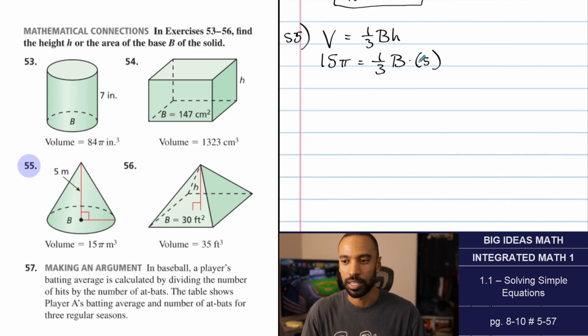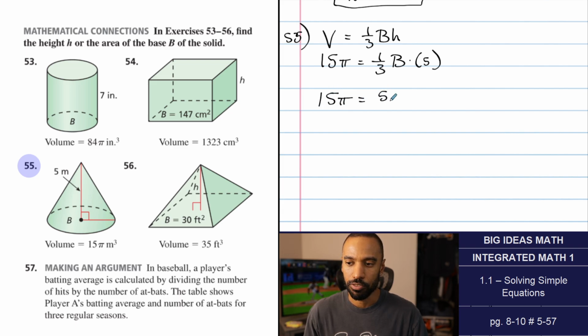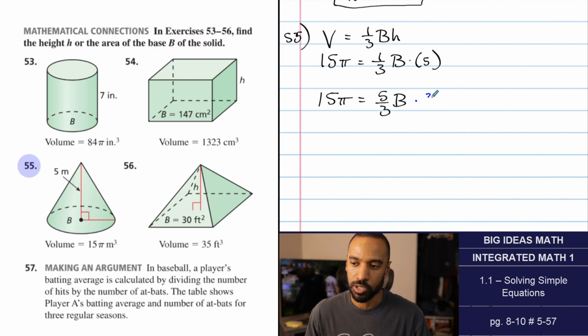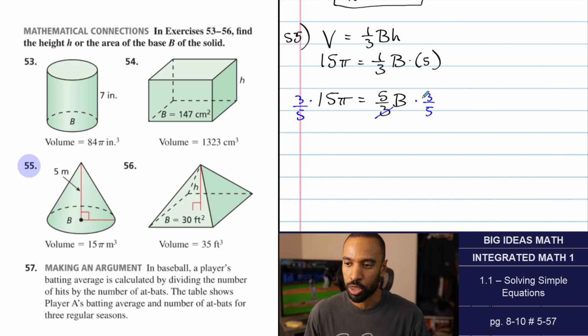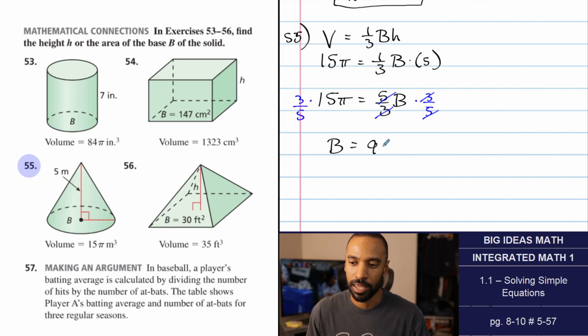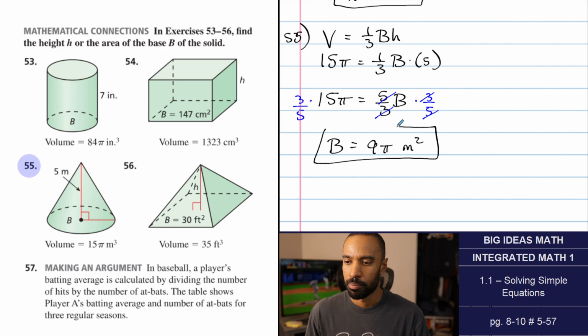Now, there are two things going on here, and it depends on how you want to write it. You can keep them separate, or you can put them together. 5 times 1/3 is 5/3. So I can write it as 5/3 times b. And if I want to solve for b, I should multiply by the reciprocal 3/5. 3 divided by 3 is 1. 5 divided by 5 is 1. I'm left with b. I'm going to write b on this side right now. But now I have to do 15 divided by 5, which is 3. 3 times 3 is 9. 9 times pi is 9 pi. We get an area of base of 9 pi square meters. Square meters for area of base.